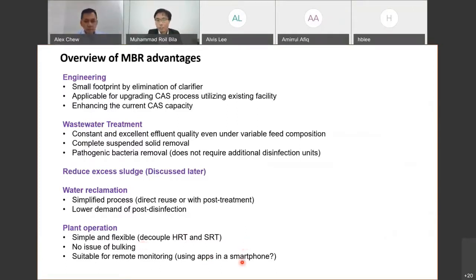Of course, this depends on the level of design you want. But currently, some of the newly developed MBRs can be monitored through apps on a smartphone, because we link the membrane performance to a software, and then it directly sends the data to the user so that you can monitor online.